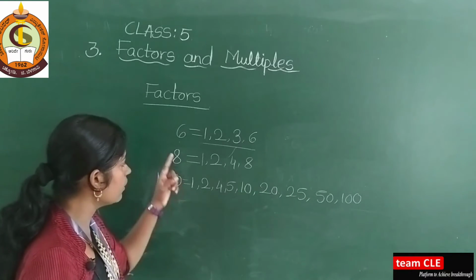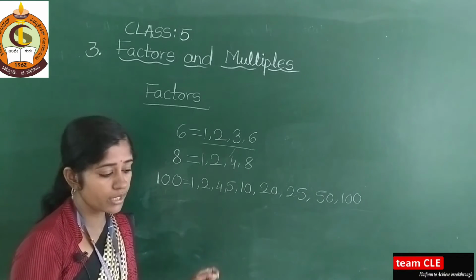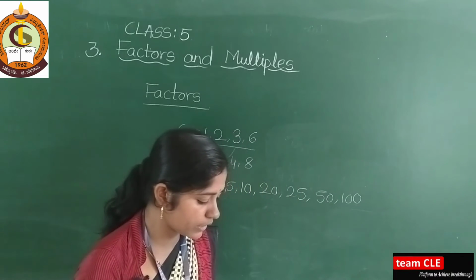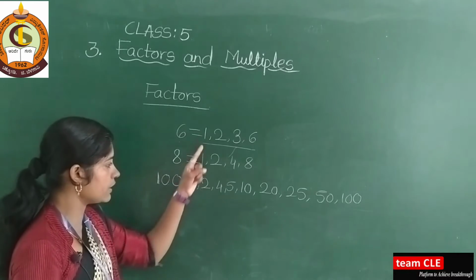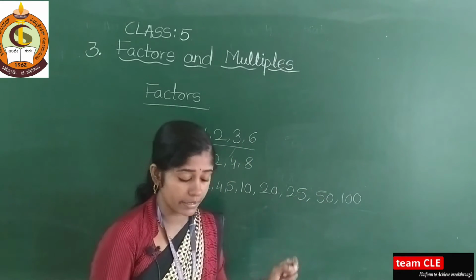And one more thing, 1 is a factor of every number, and the number itself is a factor of itself. I hope you are getting my point. 1 is a factor of every number and every number is a factor of itself.